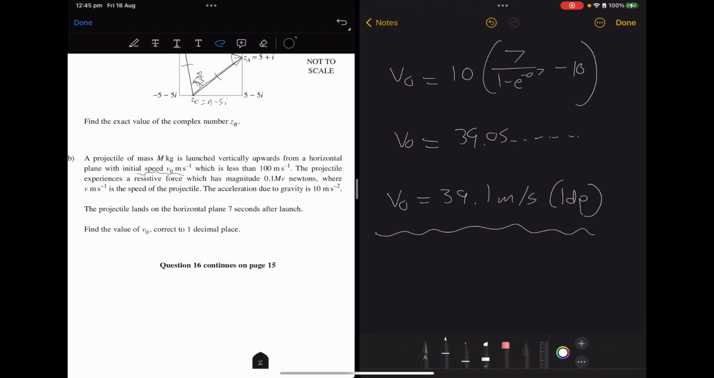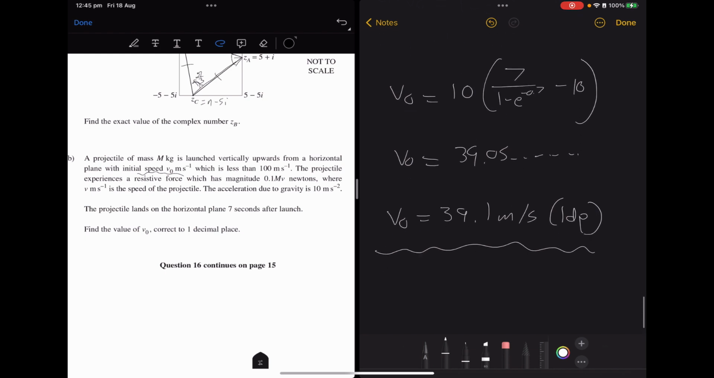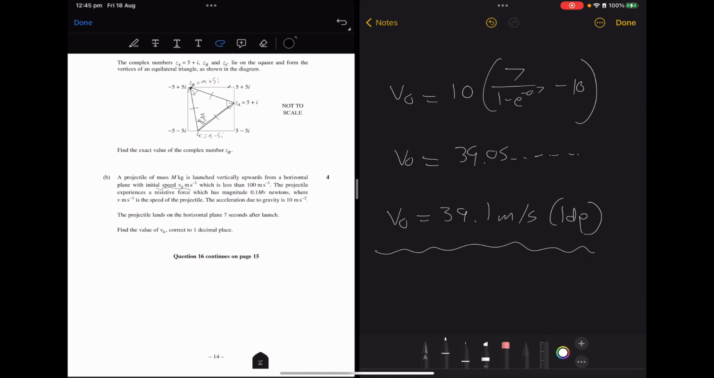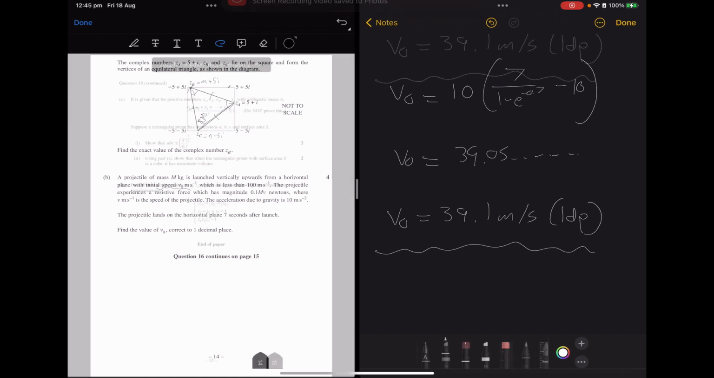A very long, very challenging, and very tough question. If you managed to make it this far, good job for getting through. And that will be it for part B.